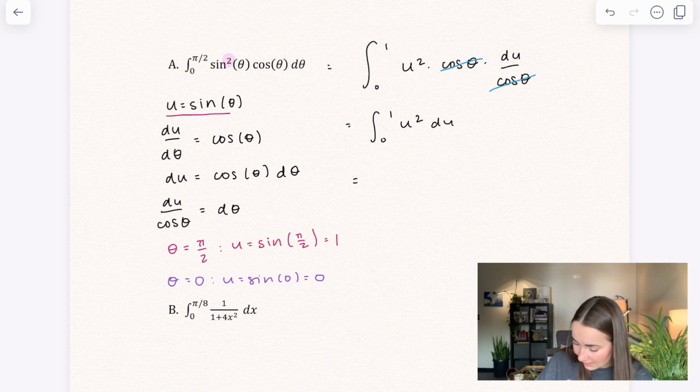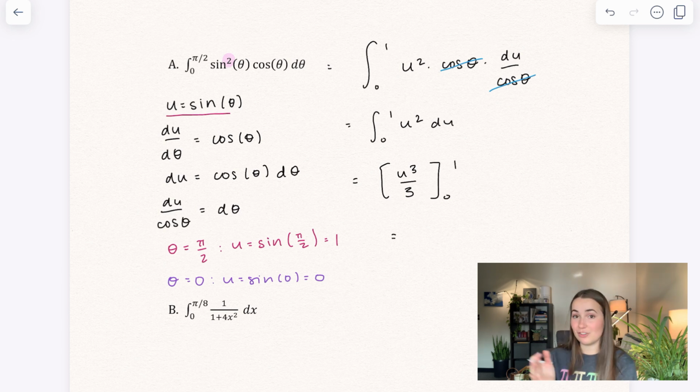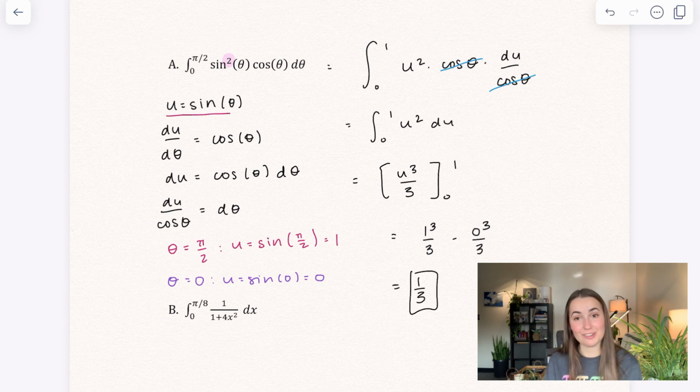So first we take the antiderivative, we add 1 to the power, divide by that new power, and we're evaluating this between 0 and 1. So here we don't need to plug u back in because we already changed the bounds and we can just straight up integrate it. So here we get 1 to the power of 3 divided by 3 minus 0 to the power of 3 divided by 3, and this is equal to 1/3. And that right there is our solution.